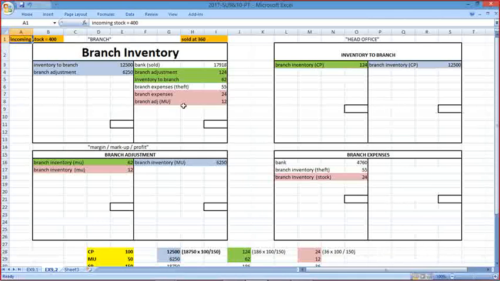Okay, so this is the missing amount that you need to account for. Because there's the 400 that came in, it's sitting here. You sold 360, it's sitting here. The missing amount is the branch adjustment.